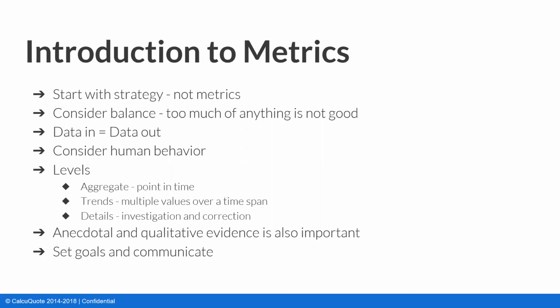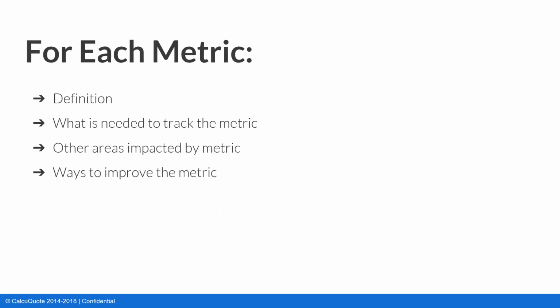With that, we're going to move into talking about the dozen metrics that we've put together for today's presentation. For each metric that we cover, we've put it into one of 4 different categories. And for each of those, we're going to talk about the definition of what that metric is. We're also going to talk about what's needed to be able to track that metric in terms of systems and things like that. And then we'll talk about other areas that are impacted by that metric. So you'll get to see a sense of the scope and relationships to other areas.